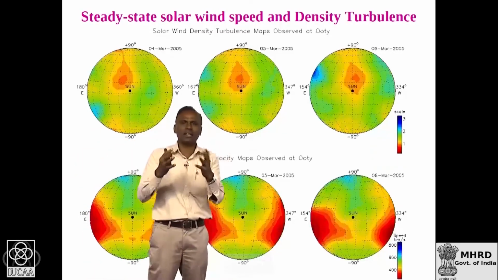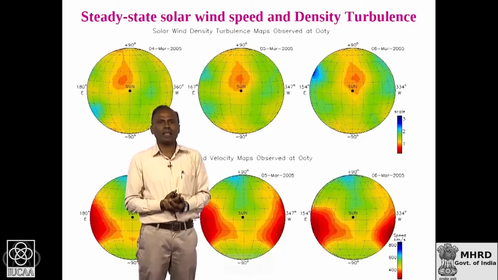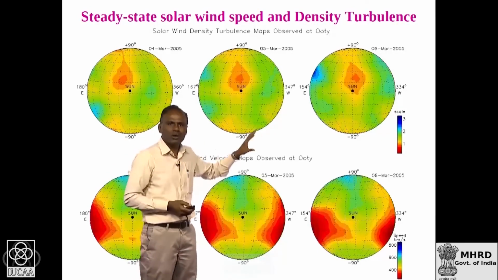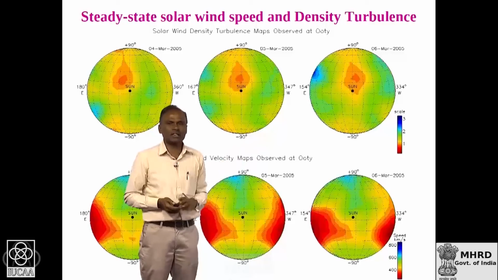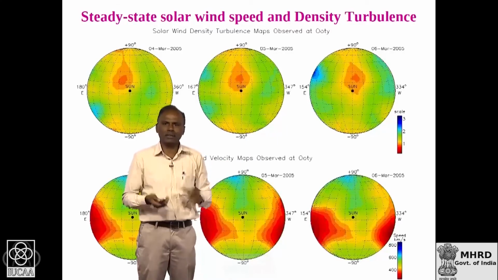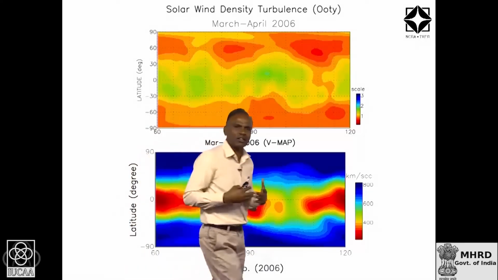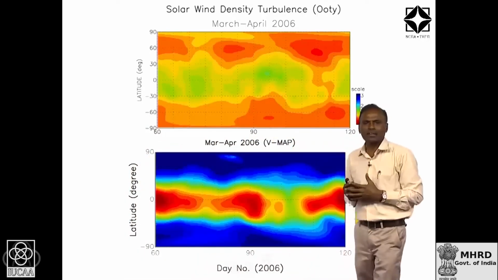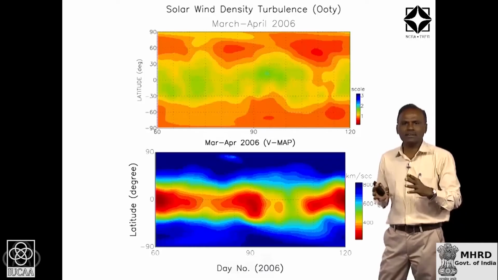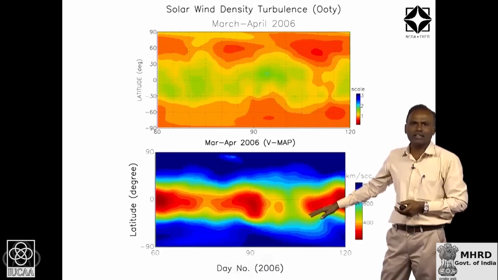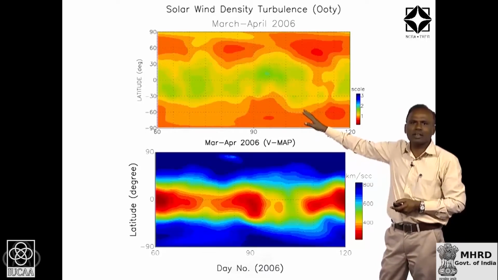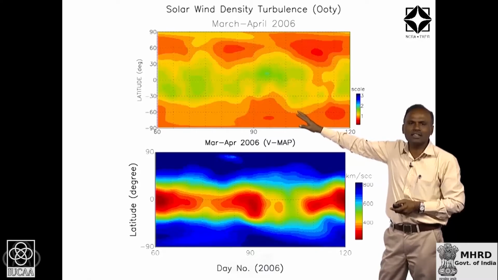So, in 3 dimensions, solar wind has large structures. You can see small structures to large structures in the heliosphere. This is something like a 200 solar radii diameter heliosphere actually. Okay, so this plot shows the solar wind density turbulence and solar wind speed. The bottom plot is for the speed, the top plot is for the solar wind density turbulence.